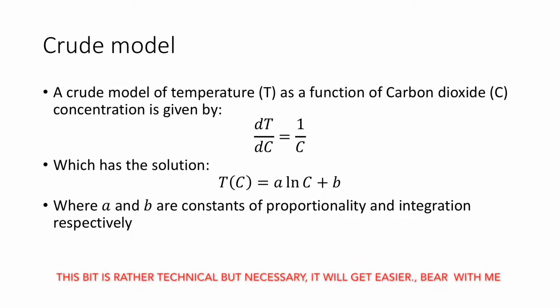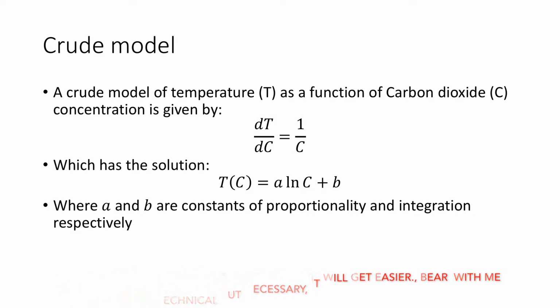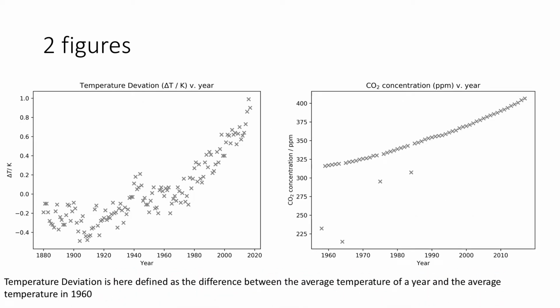This is a differential equation which has the solution of T as a function of C is equal to A times the natural log of carbon dioxide concentration plus B, where A and B are constants of proportionality and integration respectively. We are going to test this model on the data we have gathered from the different sources.